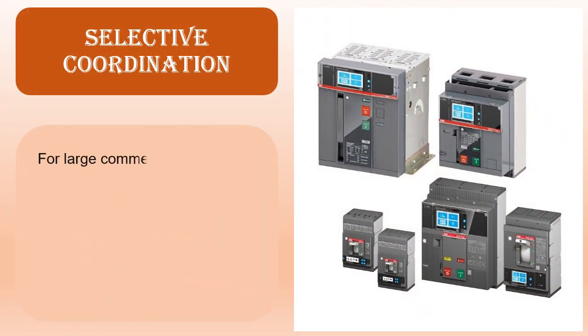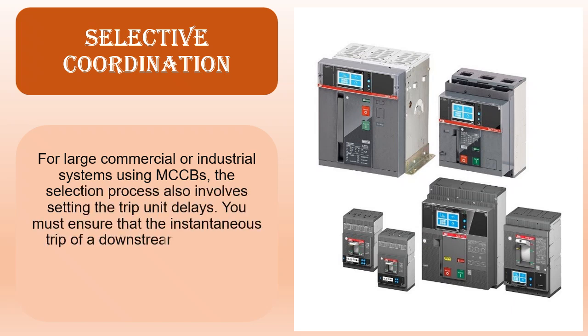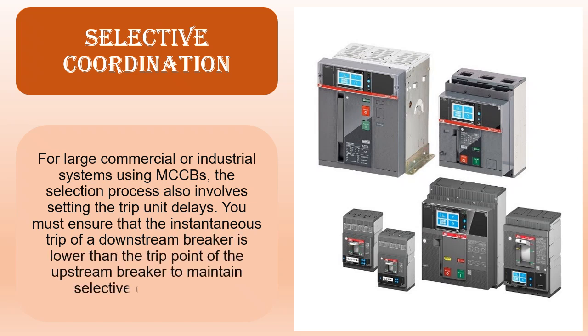Selective coordination. For large commercial or industrial systems using MCCBs, the selection process also involves setting the trip unit delays. You must ensure that the instantaneous trip of a downstream breaker is lower than the trip point of the upstream breaker to maintain selective coordination.